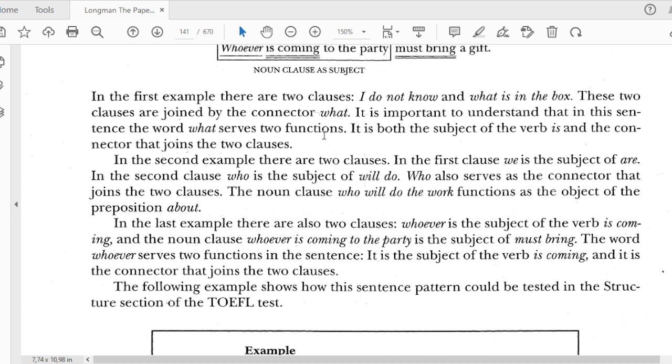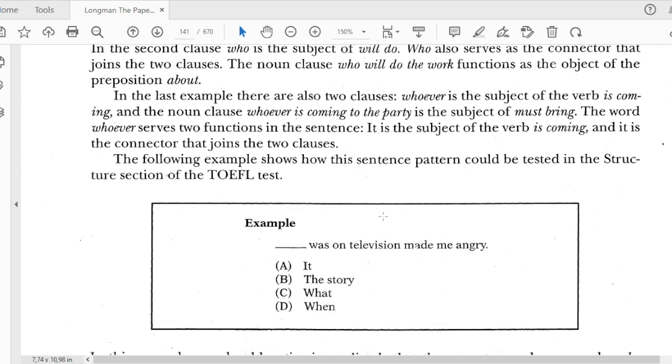In the second example, there are two clauses. In the first clause, we is the subject of are. In the second clause, who is the subject of will do. Who also serves as the connector that joins the two clauses. The noun clause, who will do the work, functions as the object of the preposition about.